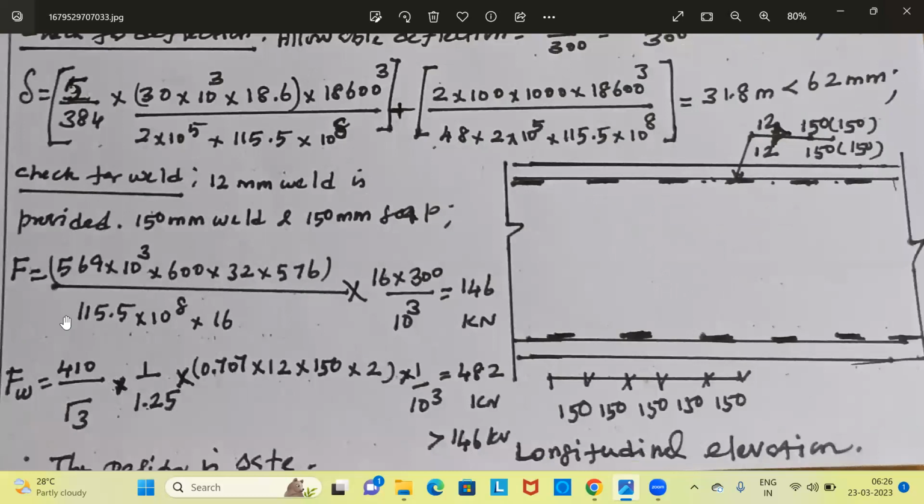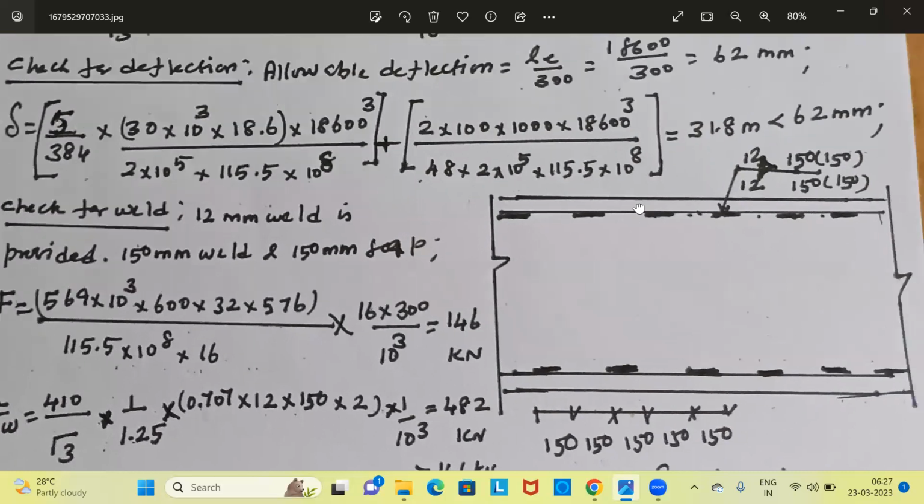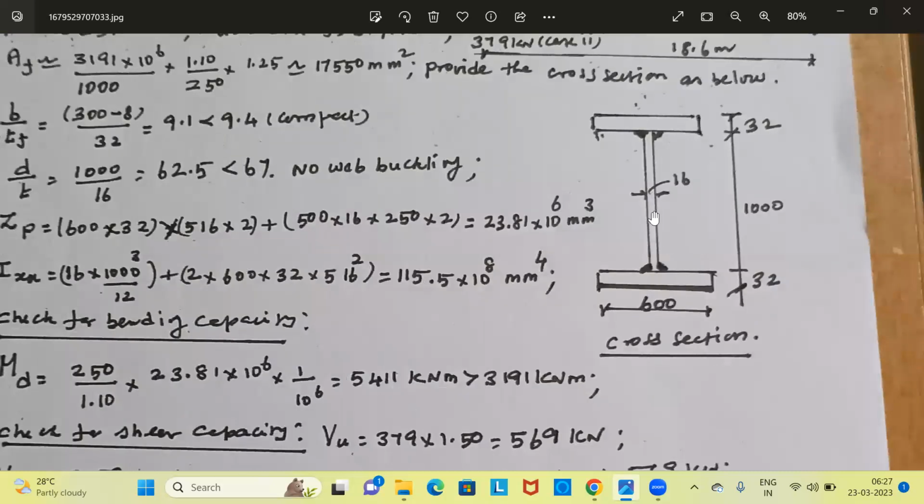What is the horizontal shear stress? Horizontal shear stress is F A y bar by I B. F is 569 kilonewton. Multiply this by 10 power 3 to get it in Newton. A y bar, what is A? You have to consider the area up to the point where you are calculating the shear stress, which is at the weld point. You have to consider the area from the top up to that point.